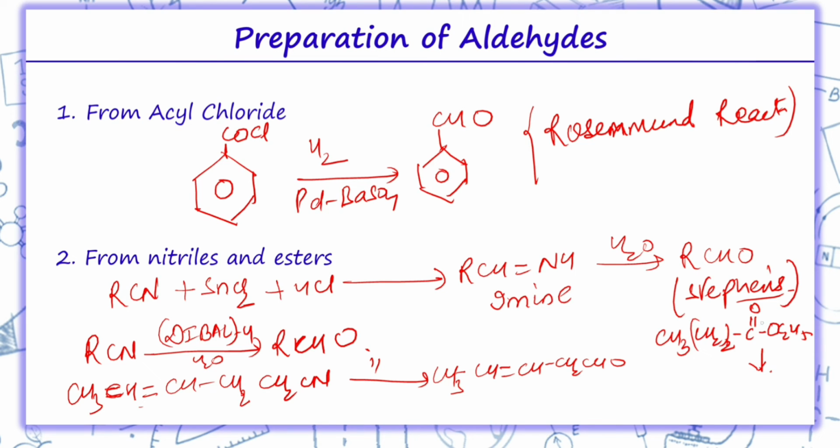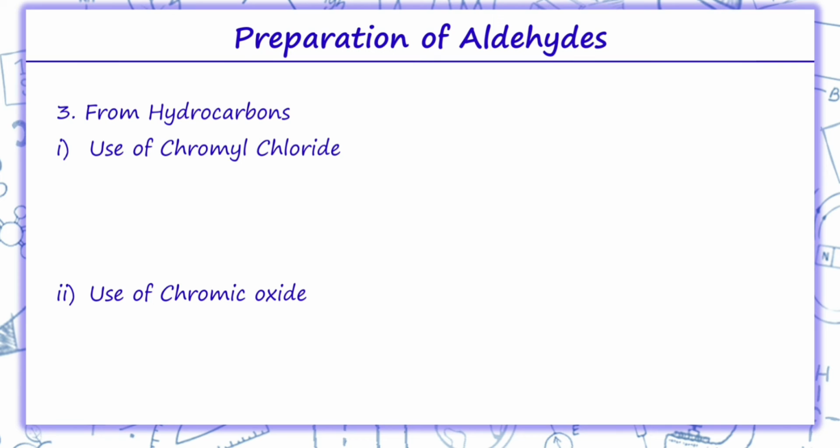So here this bond will break and thus OH will come, and we will write H because hydrogenation is taking place. With DIBAL-H we will get CH3CH2CHO. So this is how we can prepare aldehydes from acid chlorides, nitriles and esters. Moving on to the next preparation of aldehydes, that is from hydrocarbons.